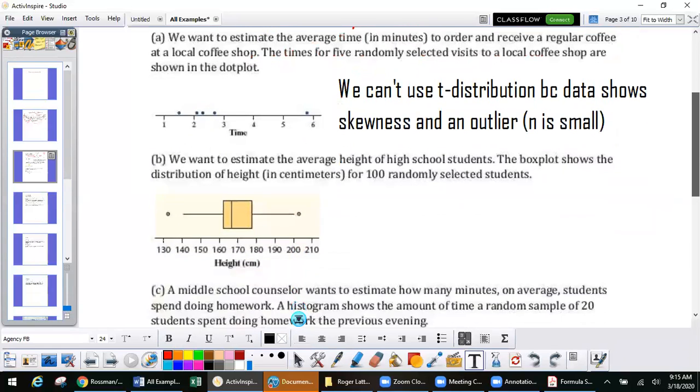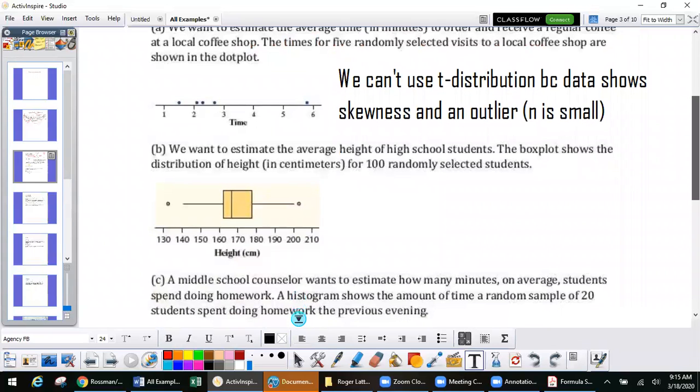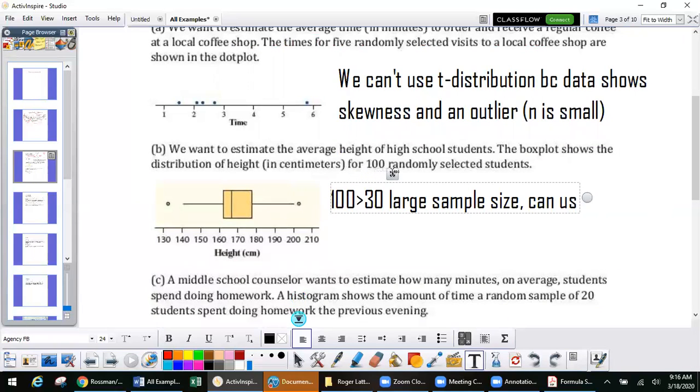All right, letter B. We want to estimate the average height of high school students. The box plot shows the distribution for 100 randomly selected. Could I use the t-distribution? So does this fit the normality? Not really, but does it fit the large sample size? You got it. So 100 is greater than 30, so we have a large sample size. So we can use the t-distribution. And really what this has to do is central limit theorem kicking back around, right?